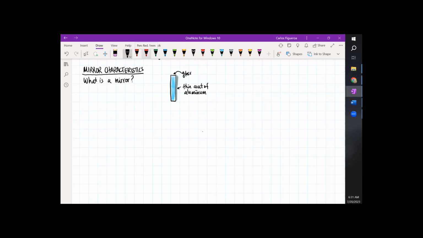And so what happens here is that when light comes in, so if this is the incident light, you're going to find that 99%... You know what? I should be a little bit more careful. What I should say is that 99.9% of incident light is reflected by the aluminum. So we're going to assume that that's 100%.